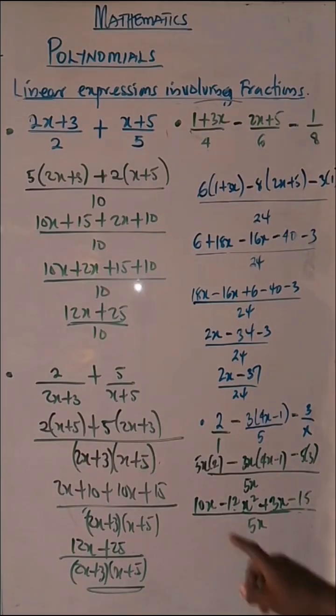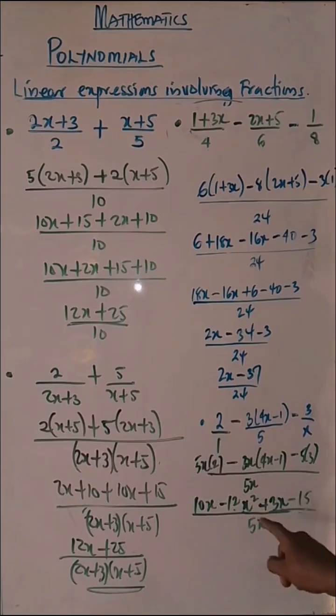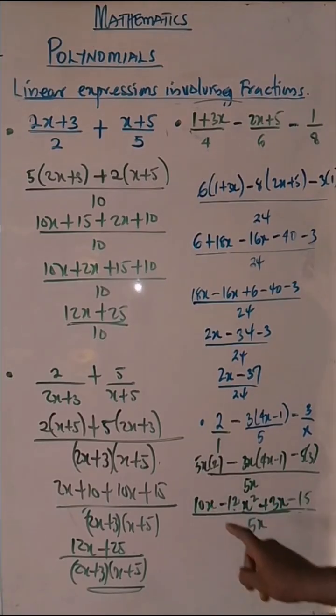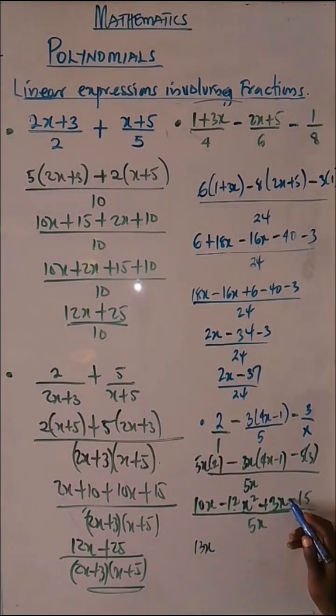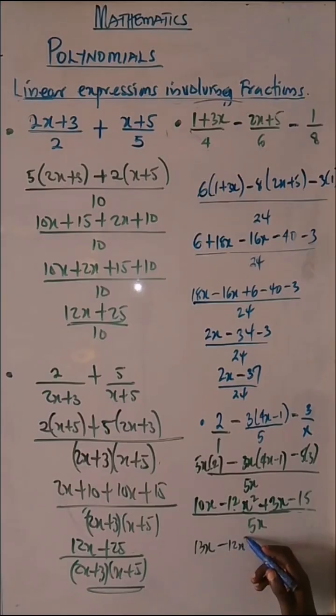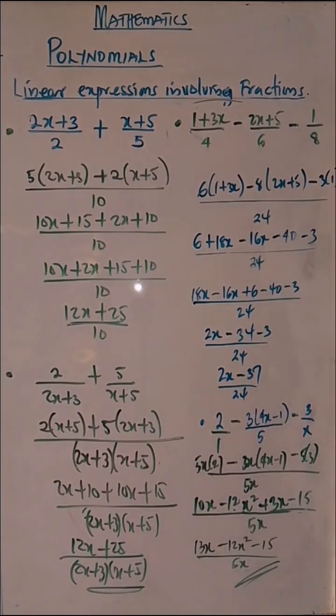So, if you now check, this 10 and this 3, they are like terms, but this is x, this is x squared. These two are not like terms, so you cannot add these two. You can only add this 3x with this 10x. So if you do 10x plus 3x, that will be 13x. So this is 13x. Then minus 12x squared minus 15 over 5x. You can stop it here. So that's the final answer. So I believe by now you already understand how to add linear fractions together.